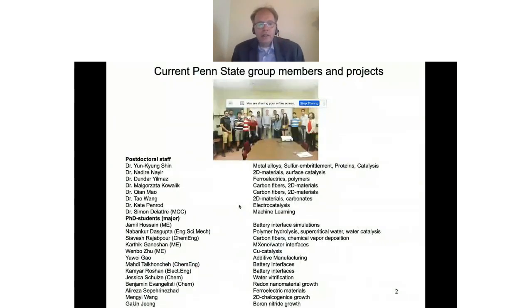So this is a somewhat recent picture of my research group at Penn State. Essentially all of them are working on reactive force field in some way or form, but there's a pretty wide range of topics that we're focusing on. Battery interface has been a relatively central item. We've also been involved in 2D materials like MXenes and 2D chalcogenides like lithium disulfide and similar materials quite heavily over the last couple of years. And there are some new areas coming up, things like machine learning, ferroelectrics and all that.